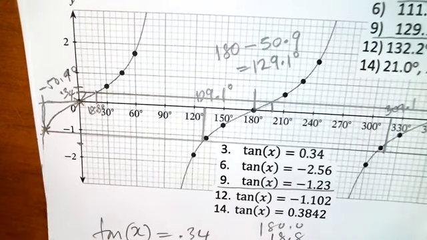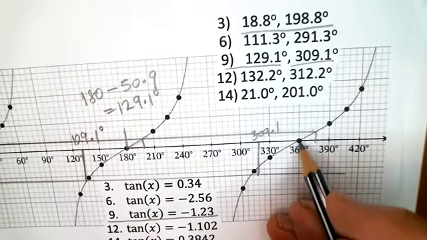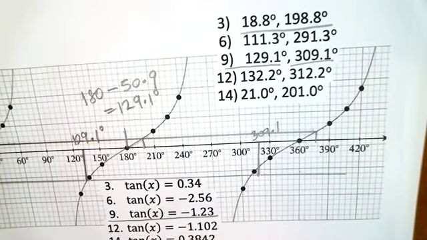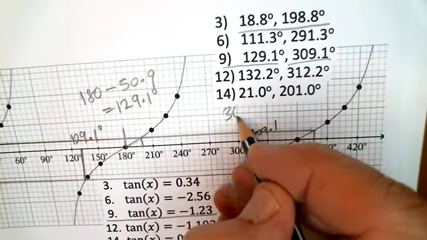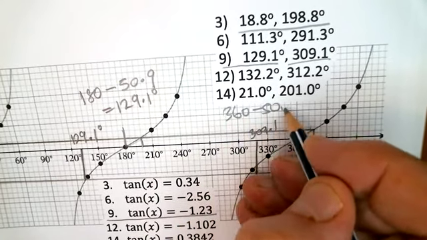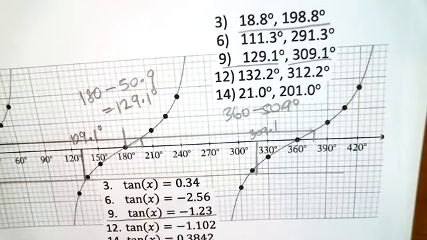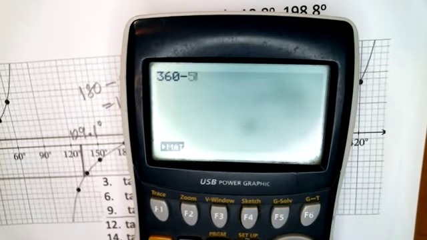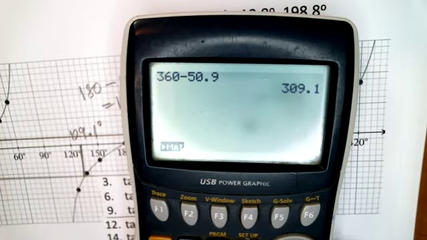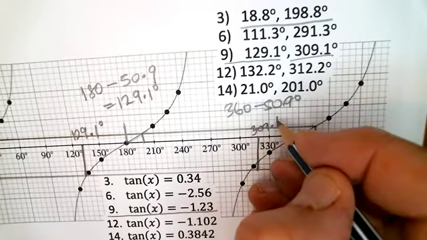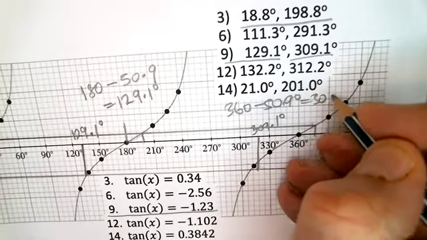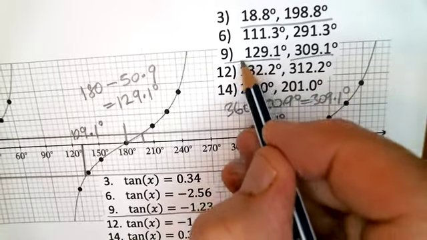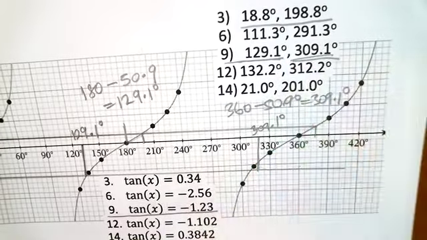Same deal here, yeah? We've got 360. If we go back, and let's try that again, we've got 360. We're going to take 360, and we're going to go back 50.9. Where do we end up? Here it is. Let's have a look. 360 minus 50.9, and we end up at 309.1 degrees, and there they are, 129.1 and 309.1.